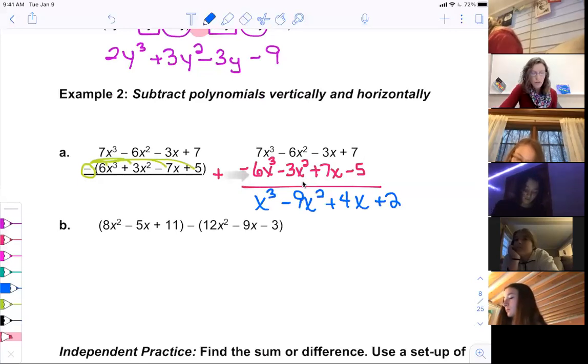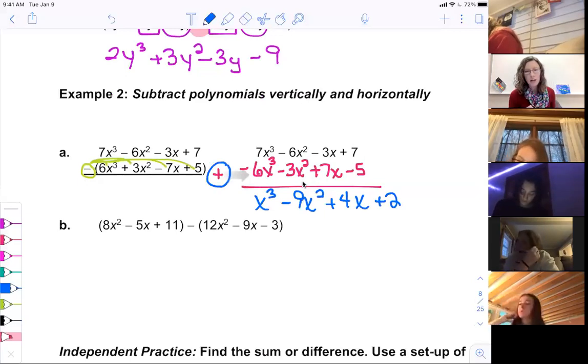So when you distribute a negative through, you're taking the negative to everything. There's really a plus sign sitting outside there because you're still adding those pieces together.